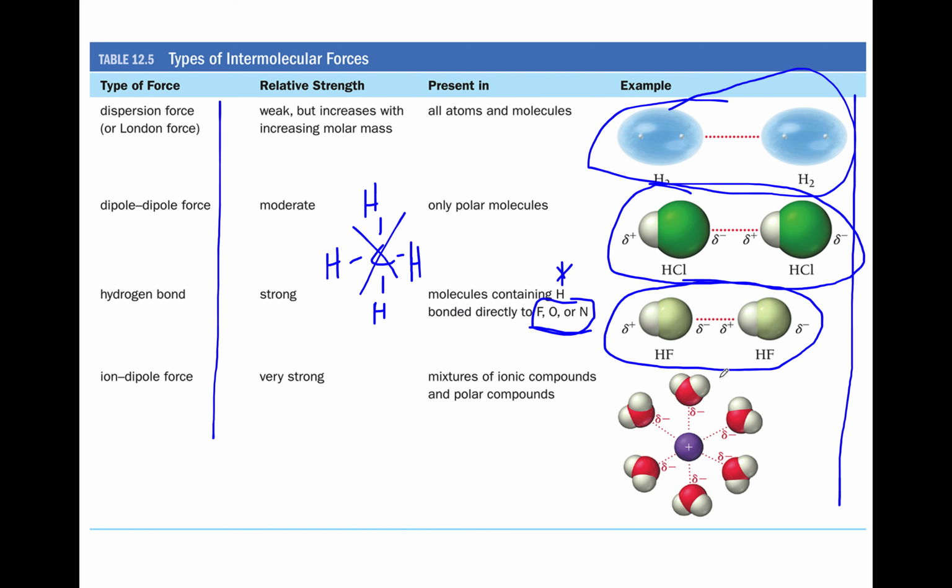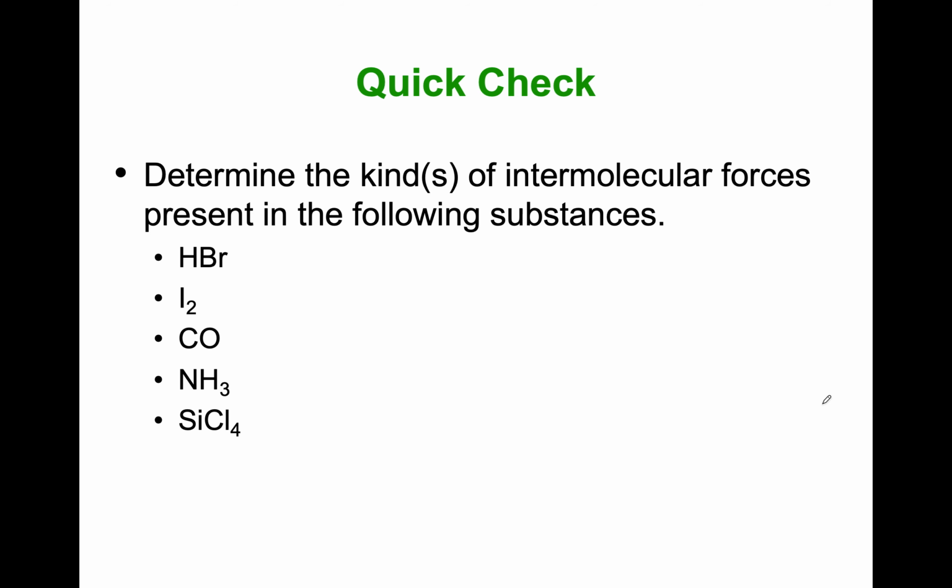So this is a specific case for hydrogen bonding. And then our mixtures, ionic compounds and polar compounds, are good examples of ion-dipole attraction, as you can see here with the cation surrounded by water. So these are the intermolecular forces. This is the key to this chapter. And this is what it would look like.